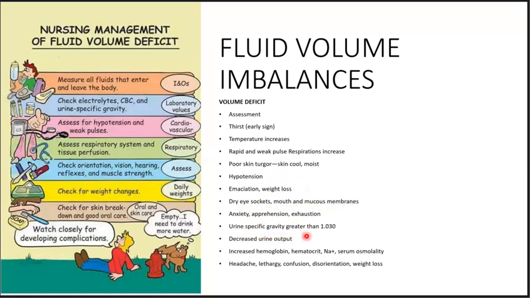Our urine specific gravity will be greater than 1.030. Remember, we said high and dry. So he's losing fluid, meaning his specific gravity will be high. Again, there will be decreased urine output because he doesn't even have enough fluid in his circulatory volume. The hemoglobin will be increased. The hematocrit will be increased. The serum osmolality would also be increased. The client could also have headache, lethargy, confusion, disorientation, and all of that.